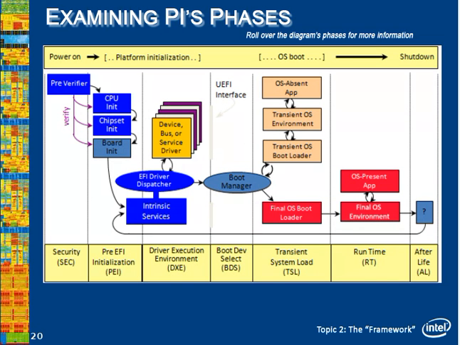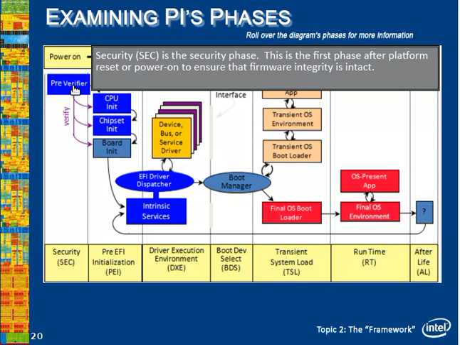This flowchart represents PI's phases, starting with security and finishing at afterlife. Roll your mouse over each phase to get a better understanding. Security, or SEC, is the security phase. This is the first phase after platform reset or power on to ensure that firmware integrity is intact.